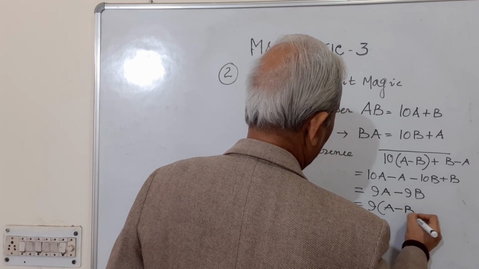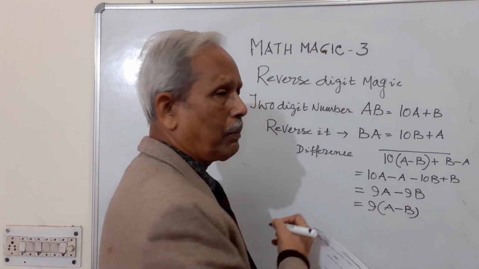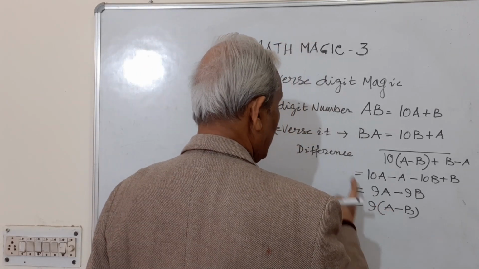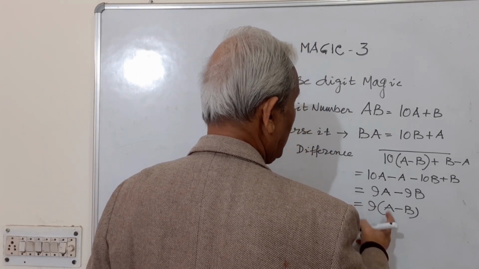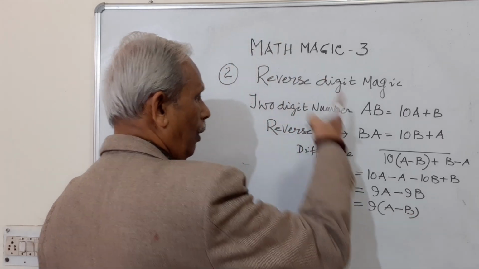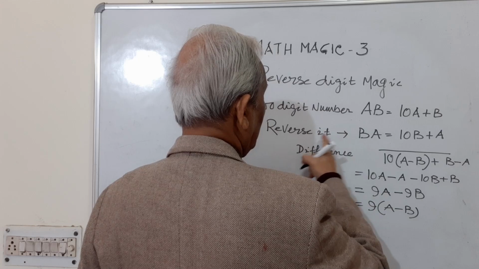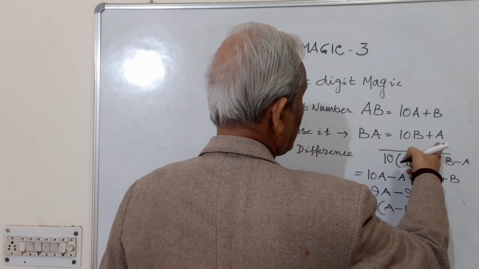Now 9 into (A minus B) means it's a multiple of 9. Whatever the difference A minus B is, the result is 9 into that number, right? So take a two-digit number AB, which is 10A plus B. Reverse of it is BA, which is 10B plus A.